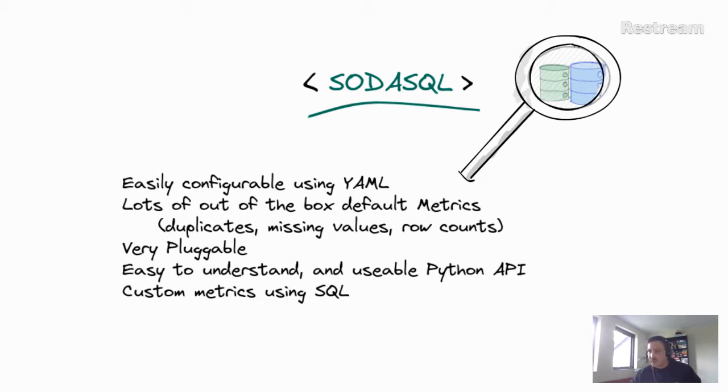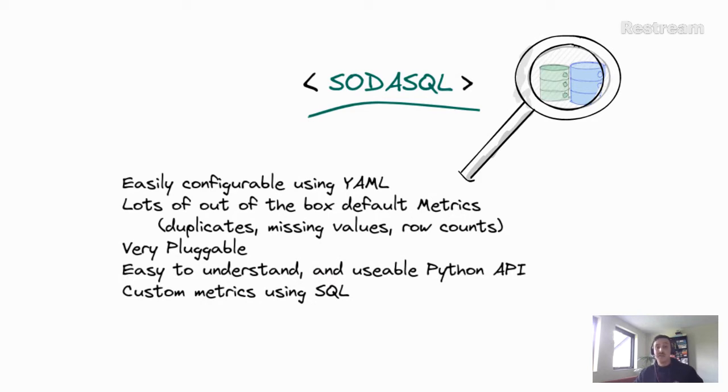What Soda SQL does is it extracts metrics about your data from the tables using SQL. It's very easily configurable using YAML, which fit into our configuration standards that we have for the rest of our components and mainly for the rest of our pipelines. It also has lots of out-of-the-box default metrics for checking if there are duplicates or missing values or row counts. It's very pluggable, so it's easy to plug into our existing infrastructure, into our existing data pipelines.